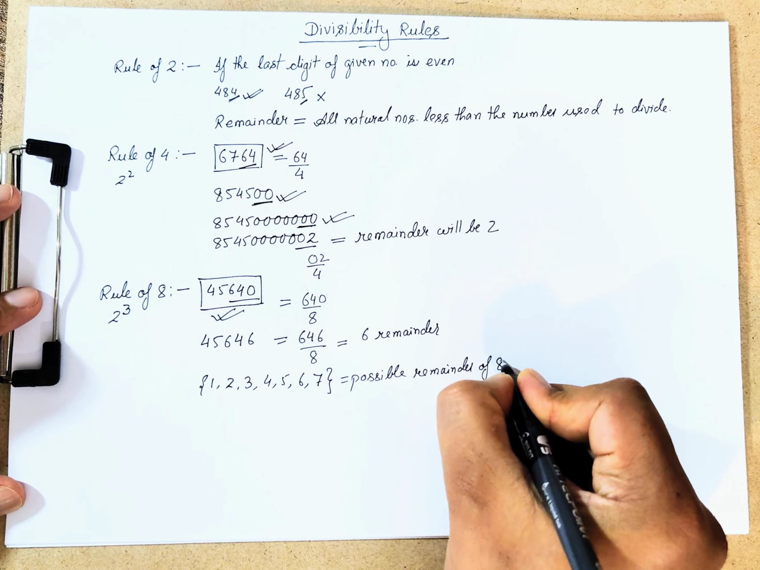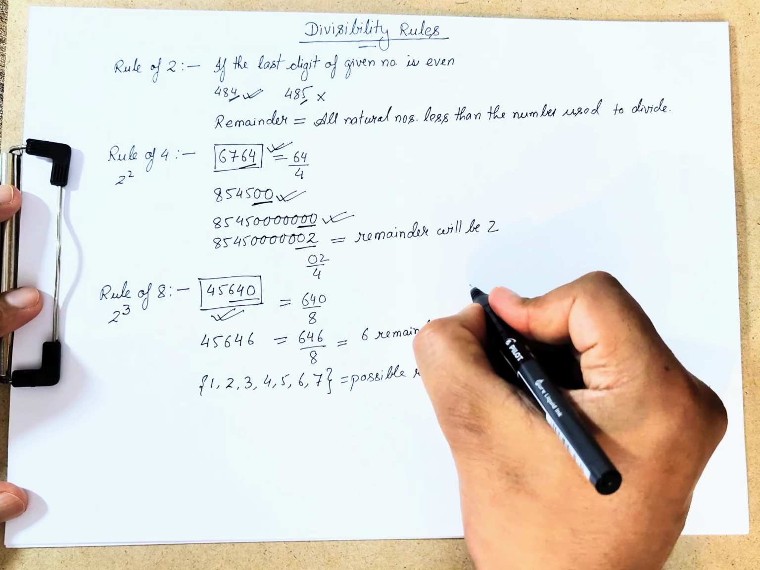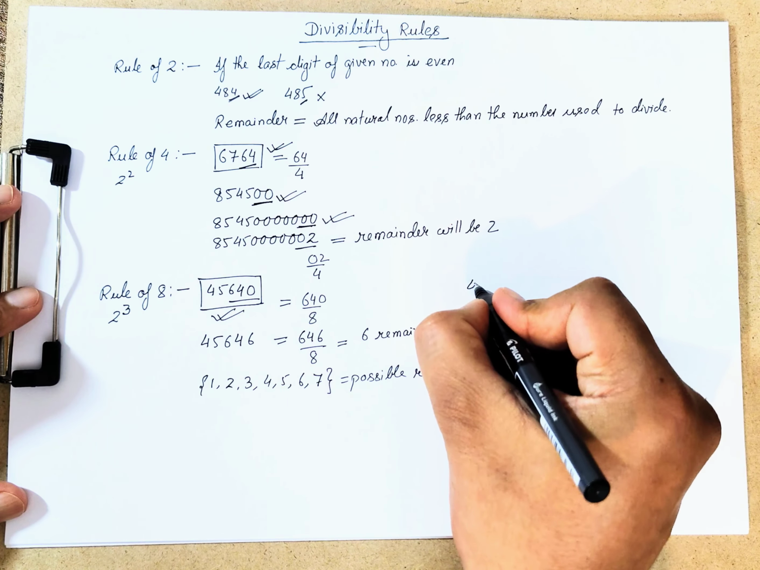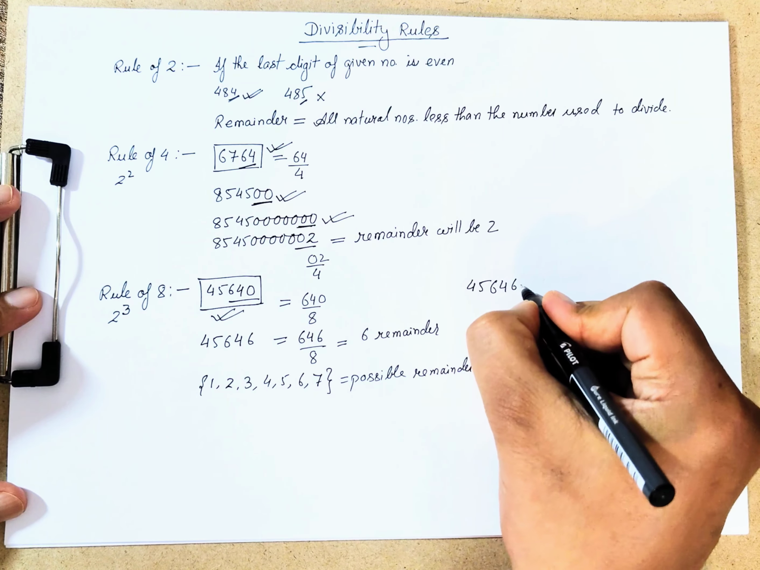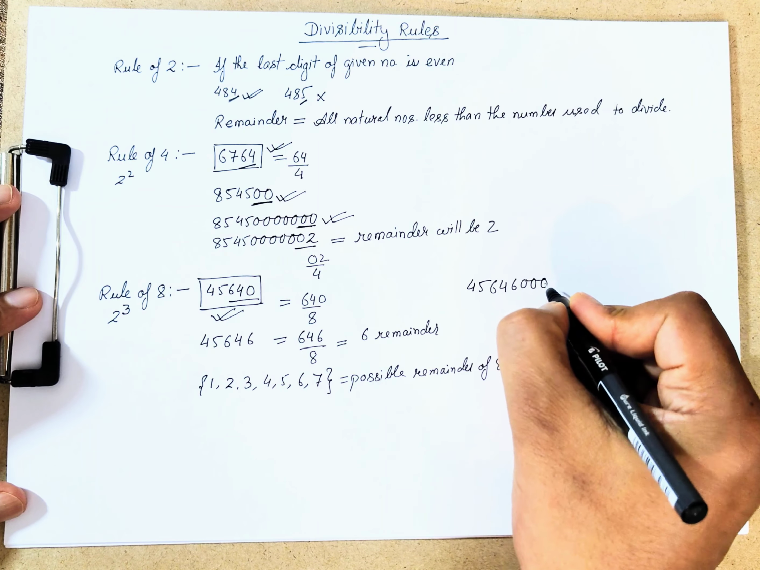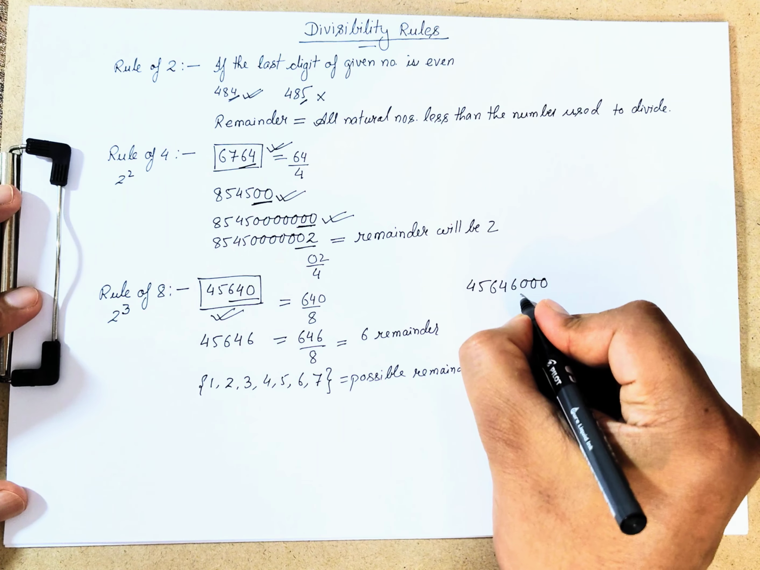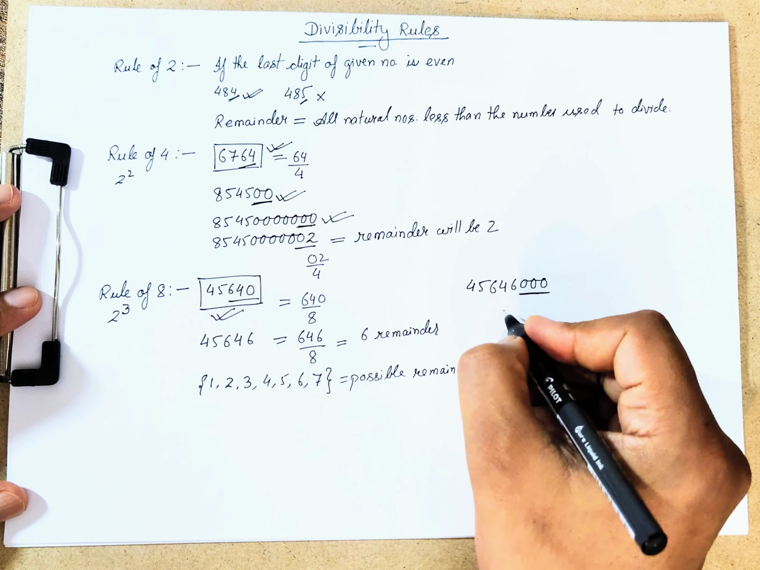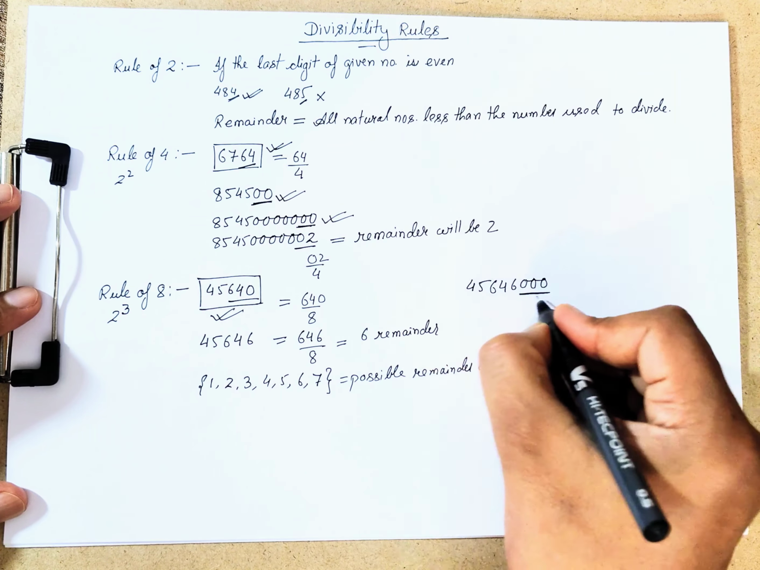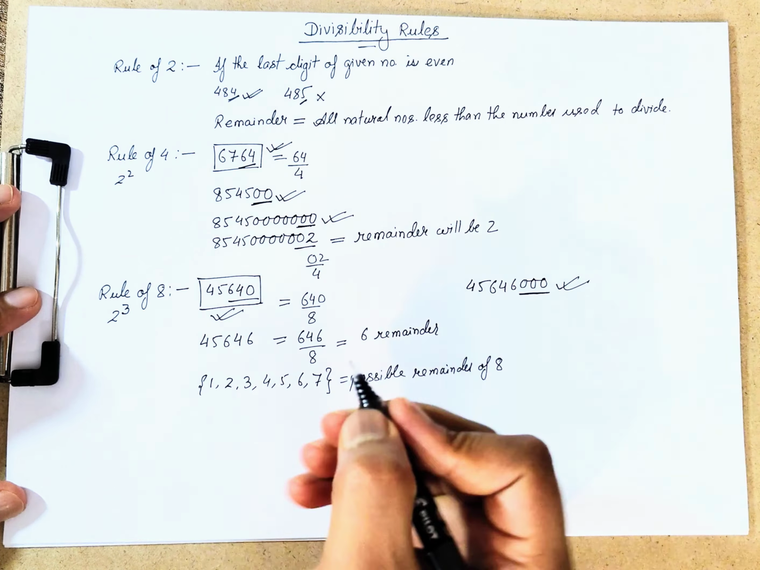Now let us take one more example. There is another number given, say 45646000. Okay. Is it divisible by 8? See, the last three digits are 0. And we know that if the last three digits are 0, the number is divisible by 8.